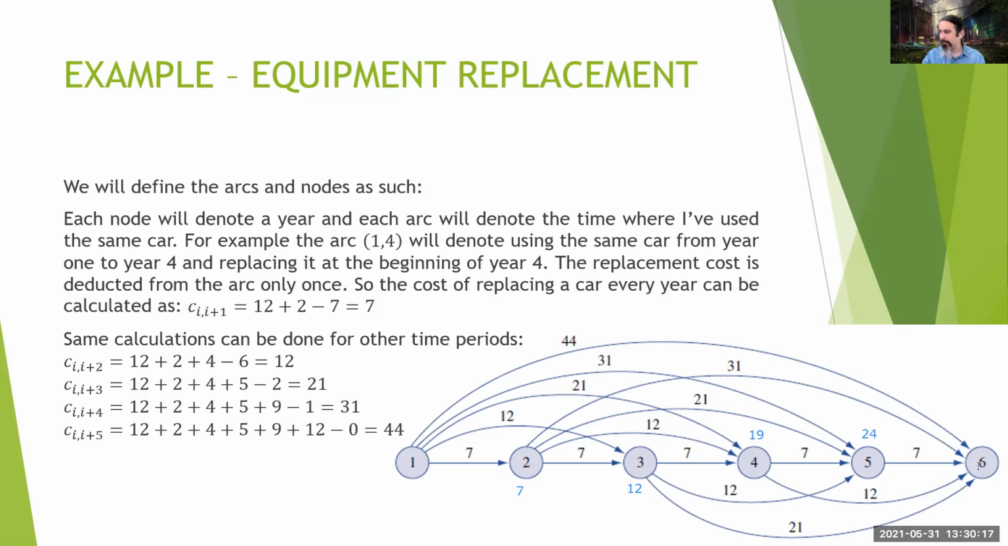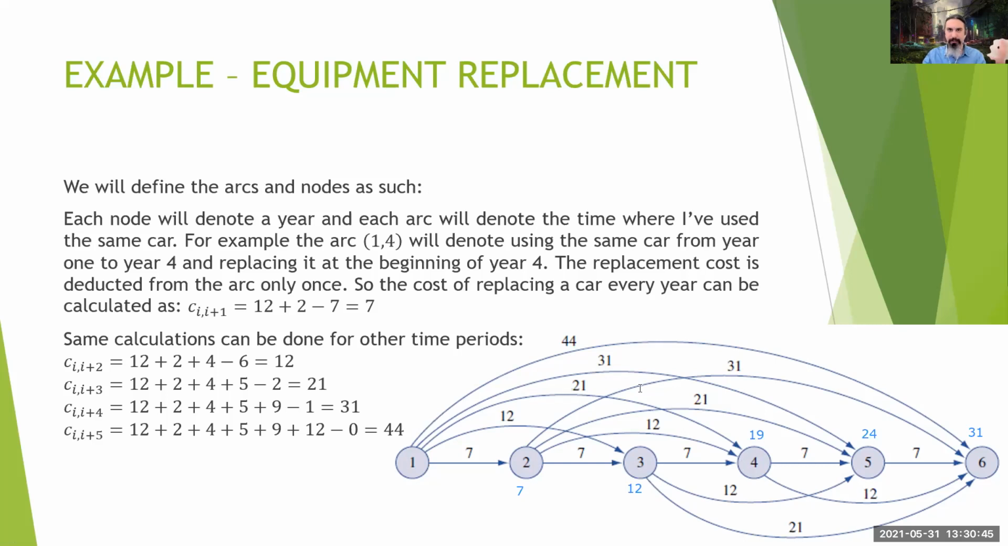What about 6? 24 plus 7 is 31, or from here 19 plus 12 is 31, or here 12 plus 21 is 33, no, or here 7 plus 31 is 38, no, or directly with 44, no. So I prefer 31 over here, which means that I can just get a value of 31 if I come from here or here.